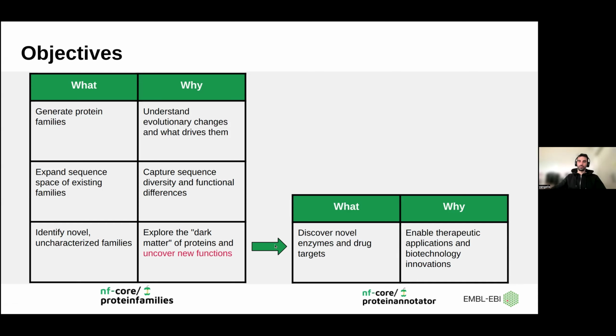It can be handed over to downstream nf-core pipelines, such as the protein annotator, which is a baby pipeline, in its infancy right now. The goal is to be able to feed FASTA files with proteins to this pipeline, and then it will try to annotate the sequences that we give. So anything that remains unannotated might be really novel. This is a means to discover novel enzymes and drug targets that will enable therapeutic applications and biotechnology innovations in the long run.